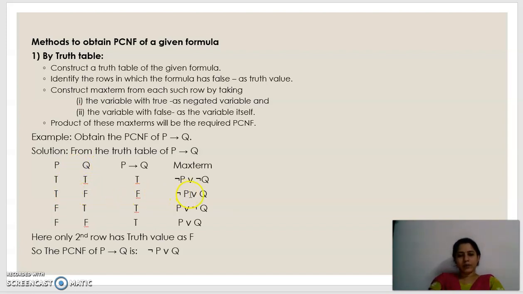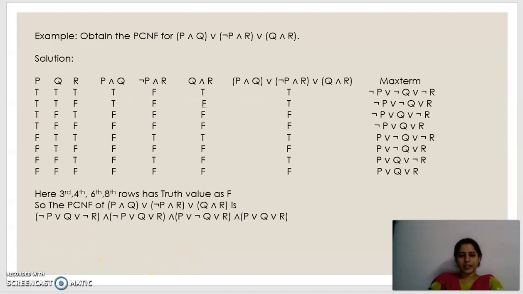So not P or Q is the max term. Here you have to take the reverse of the P and Q values and apply OR, which is nothing but the max term. As we have only one row which contains false, the only max term possible here is not P or Q. So the PCNF of P condition Q is not P or Q. Let's see one more example.